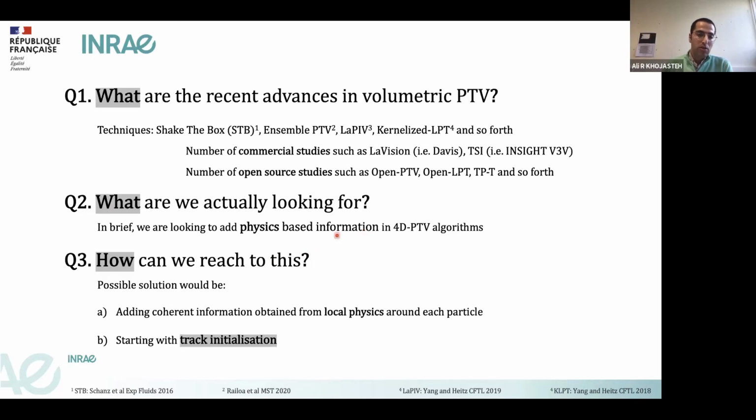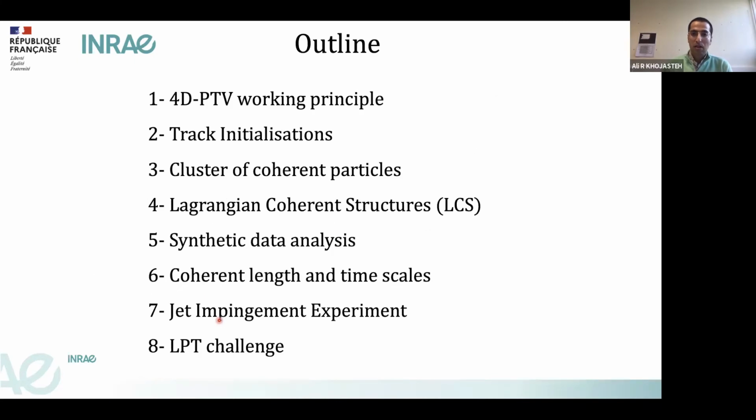To address this question, we would like to add coherent information that we can get from local physics around each particle to improve our 4D PTV. To start, we start with track initialization. Let me explain a bit about what I'm going to present. First, 4D PTV principle, then what is track initialization, then what we mean by coherent track initialization, clusters of coherent particles, the idea of using LCS, Lagrangian Coherent Structures, and then some analysis in synthetic data for the cylinder wake flow. I will talk about coherent length and time scales, and the experiment case, like what Yin presented, the jet impingement case, and the LPT challenge, just one slide.